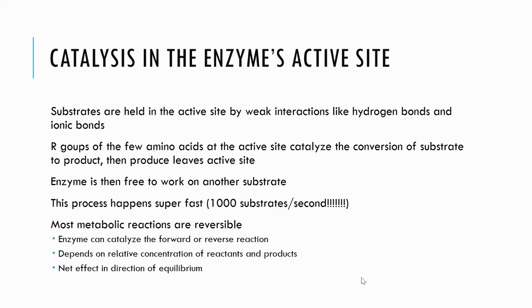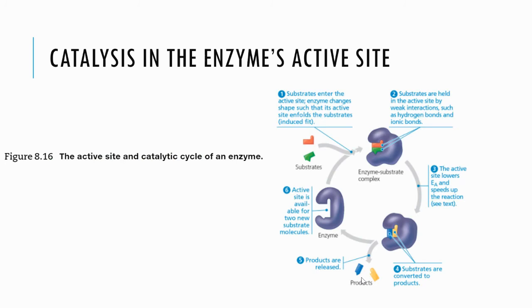Which way the reaction goes depends on the relative concentration of reactants and products and what's needed. And so the net effect will always be in the direction of equilibrium, which you can see here. The cycle of the enzyme: we have bonding to form the enzyme-substrate complex, we break the things, and then release and start all over again.